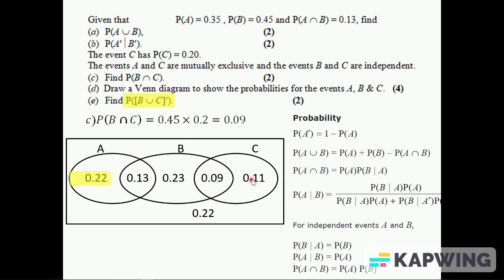The last part, B union C dash, which means it's not in B union C, so it's not in here, which means it must be one of those two. And that gives me 0.44.